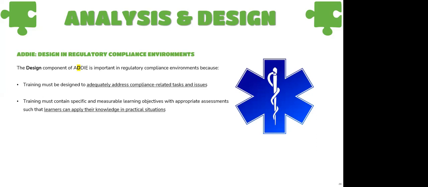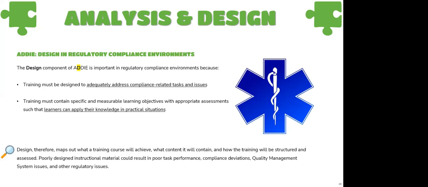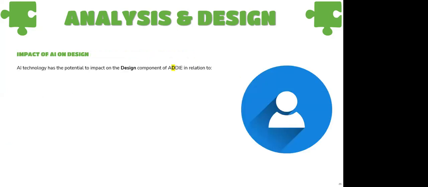So there have to be good, specific, measurable learning objectives with that. So design, as we said, maps out what a course will achieve, what kind of content it will contain, and how it will be structured. Poorly designed instructional material could result in poor task performance and deviations from compliance, and then issues with the quality management system or anything else related to regulation.